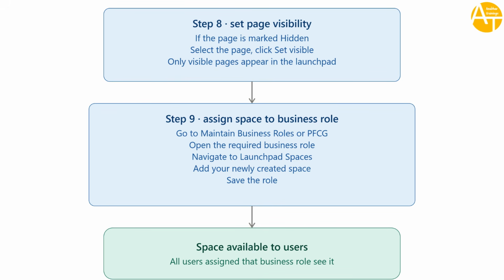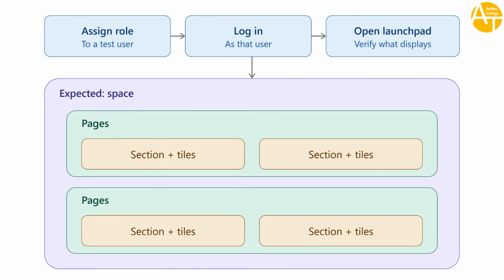Step 9. Assign the space to a business role. Go to Maintain Business Roles, or PFCG if you're on-premise. Open the role, navigate to Launchpad Spaces, add your new space, and save. That's what makes it available to anyone assigned that role. Step 10. Test the Launchpad. Assign the business role to a user and log in as them. You should now see the full setup live, the space, its pages, the sections, and all the application tiles inside them.